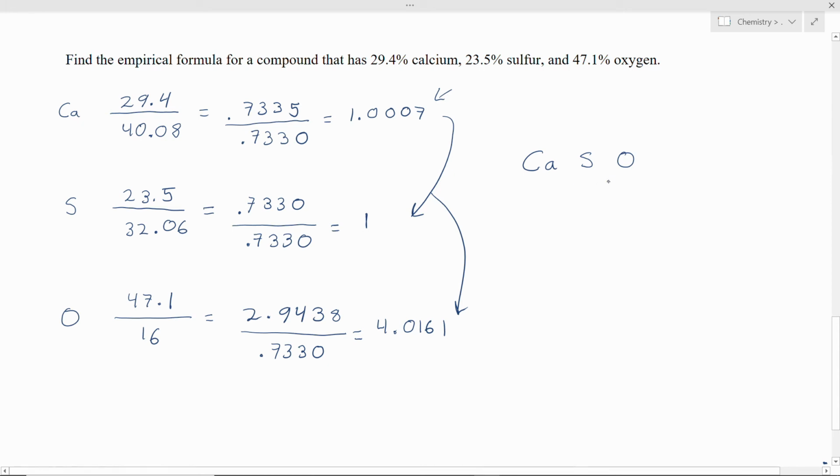For sulfur, it's much the same. We just have 1 atom of it. And for oxygen, we have 4.0161, which is very close to 4. So we have 4 atoms of oxygen. Our final empirical formula for this question is CaSO4.